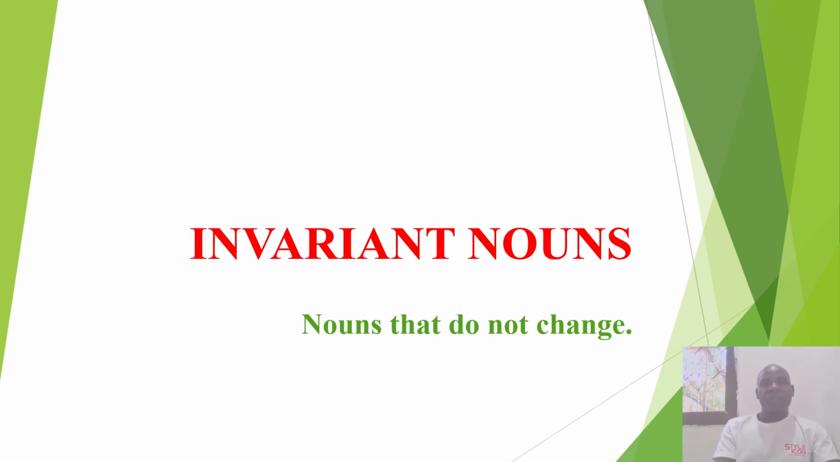We have been talking about nouns, both in singular and in plural, regular and irregular. But we have the third type of nouns that we need to look at. We call them invariant nouns. These ones do not change their form. Join me as I take you through these kinds of nouns that remain the same both in singular and in plural.